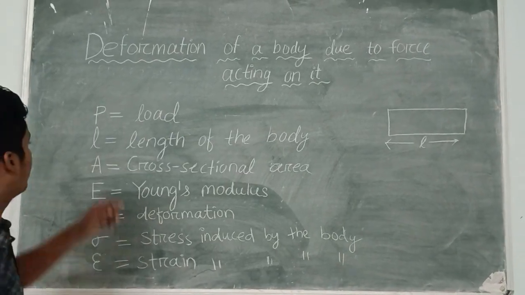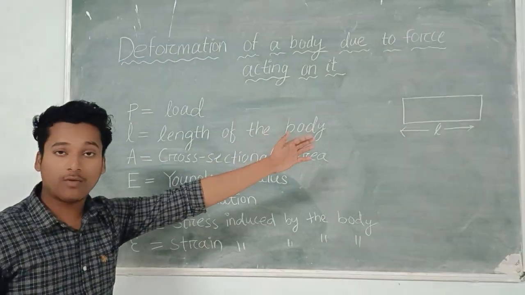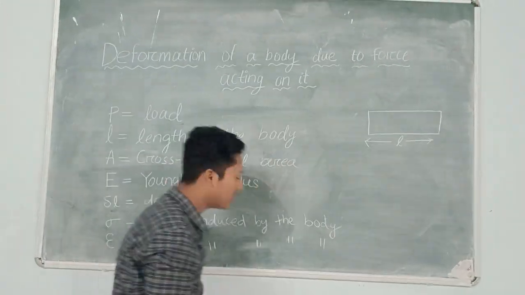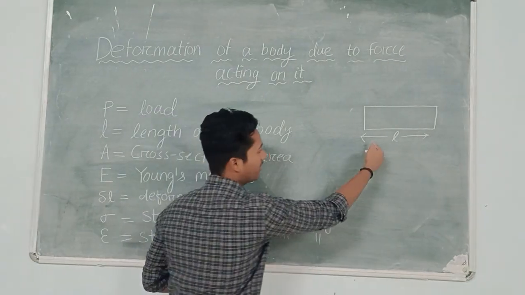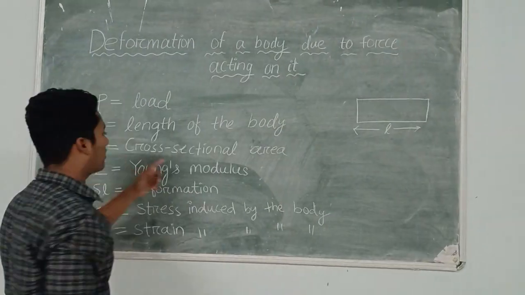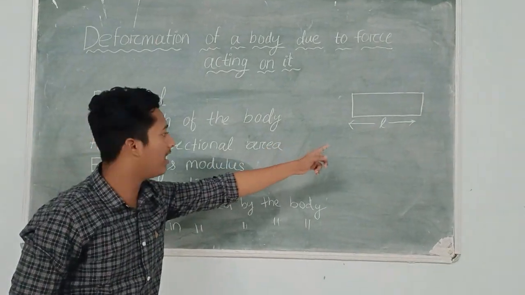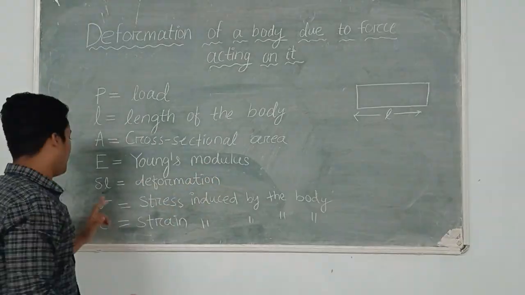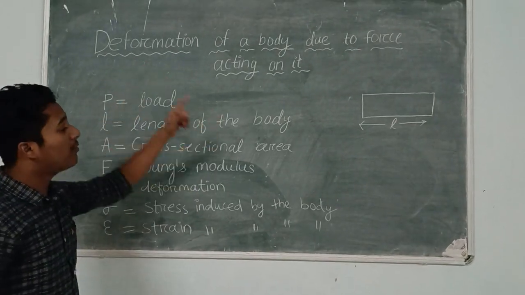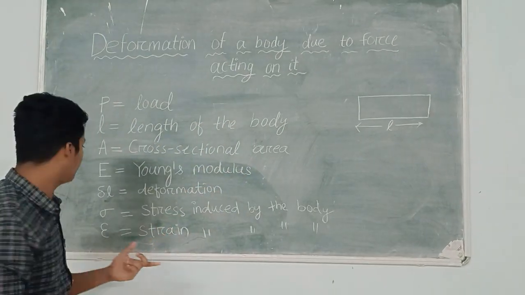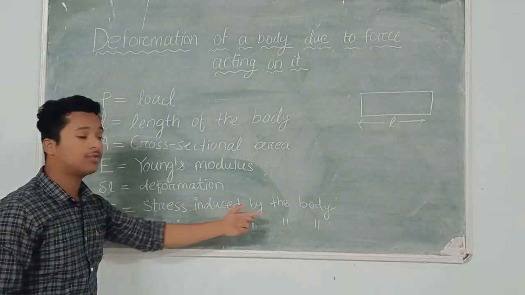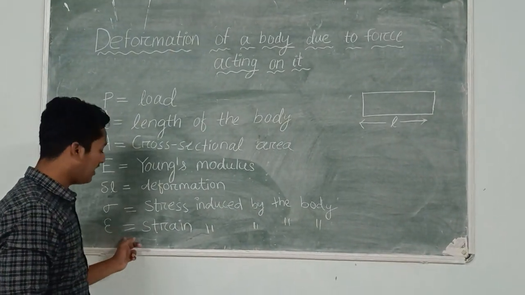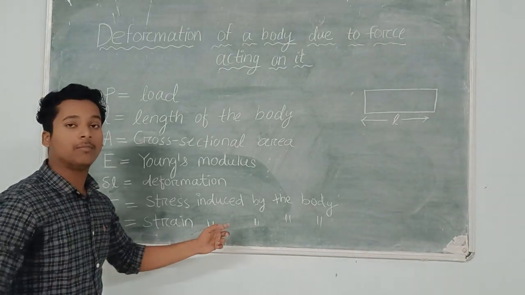So I am repeating, students: P is the load, how much load we apply on the given rectangular section, and L is the length of the body, and A is the cross sectional area, we have to find the area of the bar of the body, and E is the Young's modulus, and del L is the deformation, how much the body will deform, we are going to calculate, and sigma is the stress induced in the body, and epsilon is the strain induced in the body.